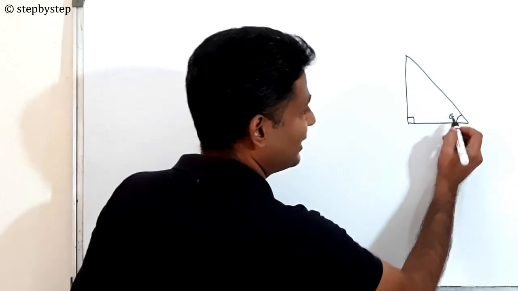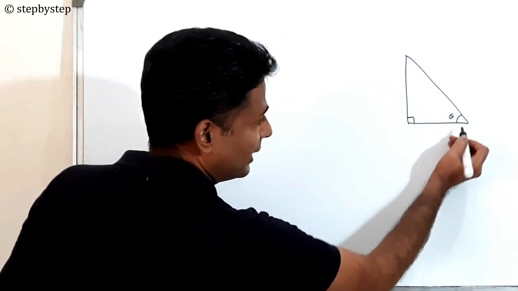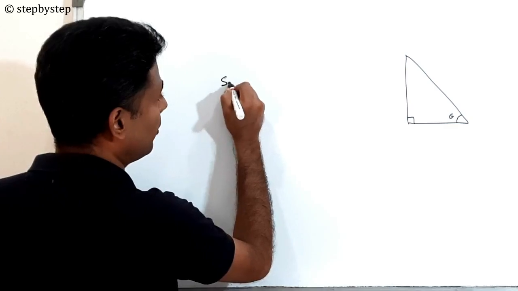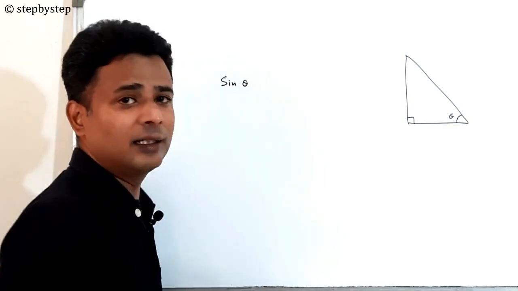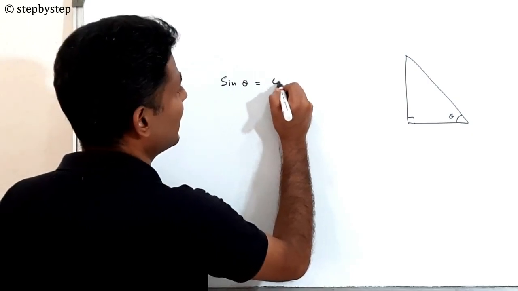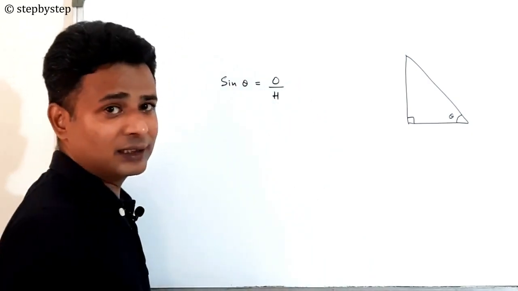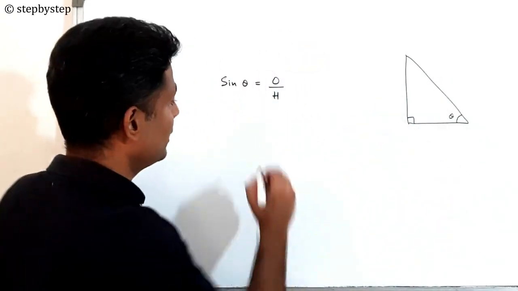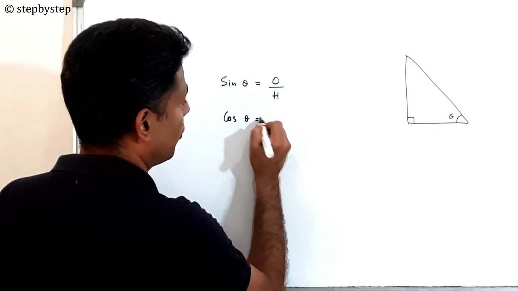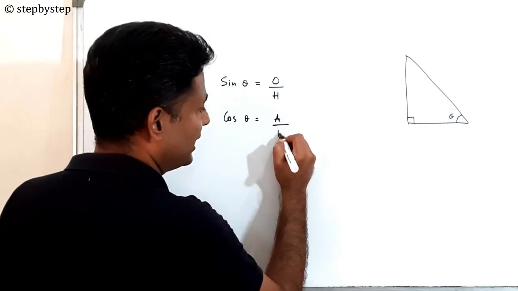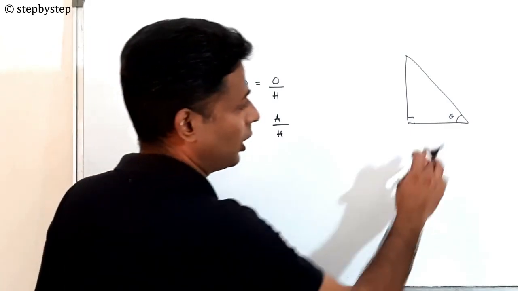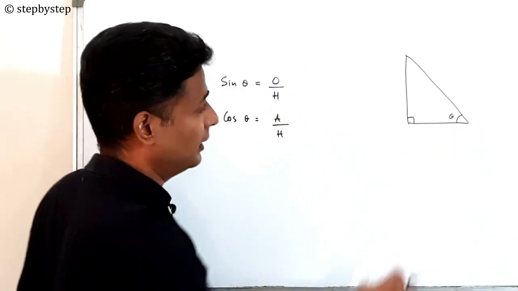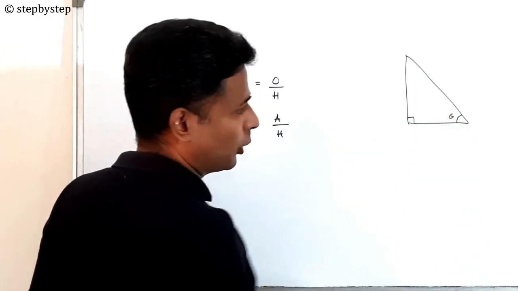For example, if I take this angle, let it be theta. So the first trigonometric ratio is sine theta. So sine theta is nothing but opposite by hypotenuse. So it gives you the ratio of opposite side by hypotenuse. Similarly, cos theta, what does it do? It gives you the ratio of adjacent side by hypotenuse. So what is the ratio of this side to this side? Sin theta is opposite by hypotenuse.